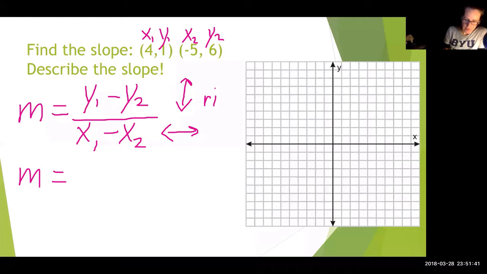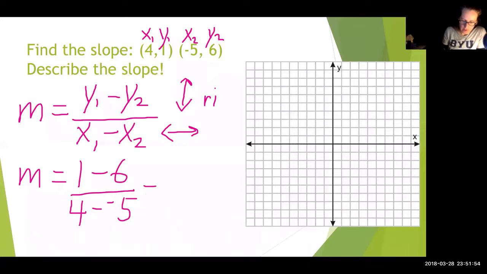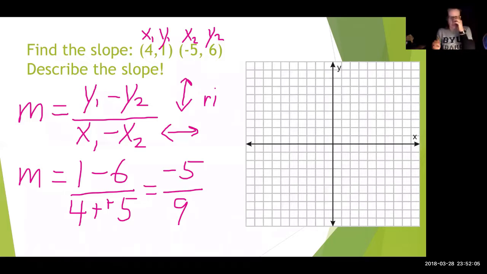All right. So we're going to take our y1, which is 1, right? Yes, it is. 1 minus 6 over 4 minus a negative 5. And we get 1 minus 6, that's negative 5. And 4 minus a negative 5, that's the same as saying plus 5, so that we get a 9. Negative 5 over 9. So let's plot one of these points, and then we'll use the slope to figure out where the line is. That'll be fun.